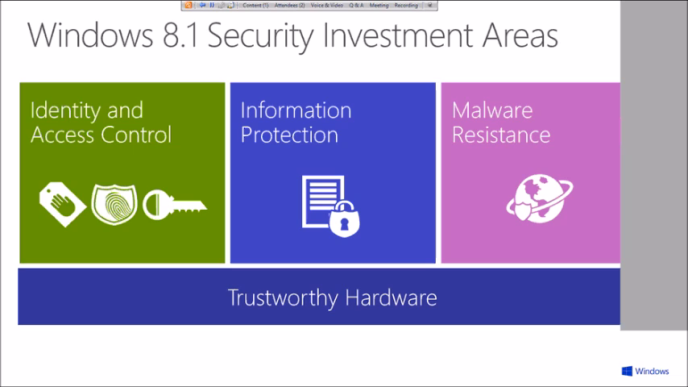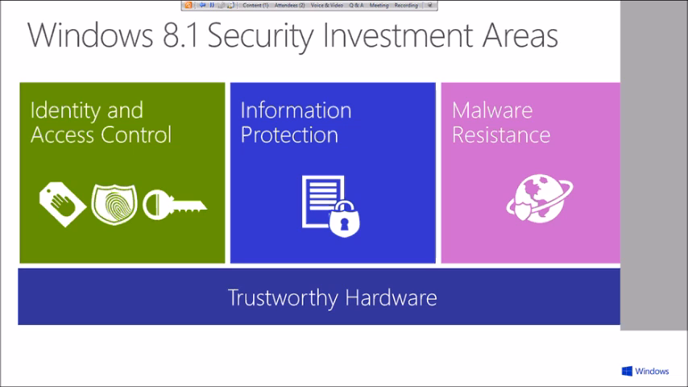The first one is identity and access control. So everything around how do I gain access securely to certain areas of my computer, to certain areas of the network, and so on. The second pillar is information protection. So this is all about data protection. How do I secure the documents I have on my computer, on my tablet, or on my phone?